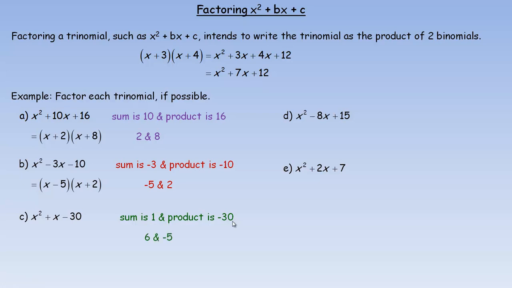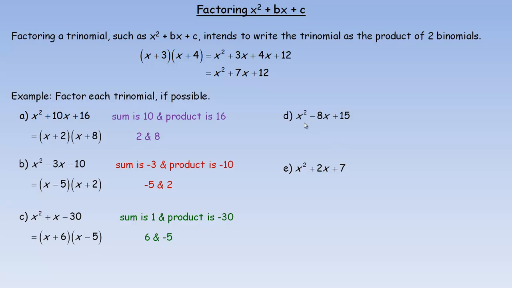In this case, the numbers are 6 and negative 5. 6 and negative 5 add to 1, and they multiply to negative 30. You see, the closer the sum is to 0, the closer these two numbers are to being opposites. They're close to being opposites, not quite, but close. And so 6 and negative 5, so the factors would be x plus 6 and x minus 5.